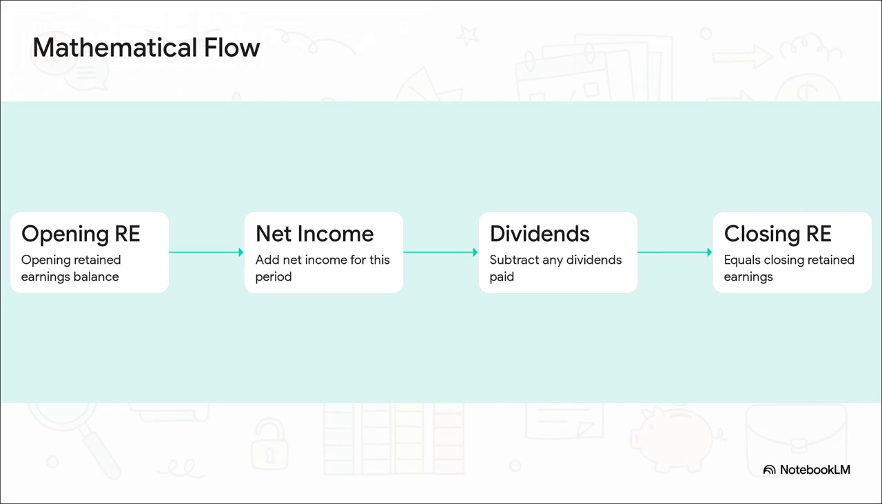Take your opening balance from the start of the period. Then, add this period's net income directly from your income statement. Next, subtract any dividends paid out. That simple formula must perfectly equal your closing retained earnings on the balance sheet.